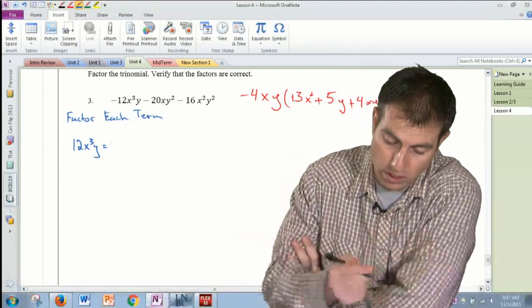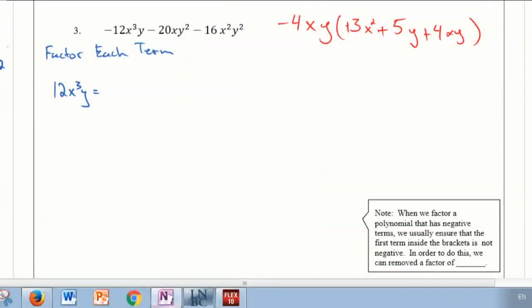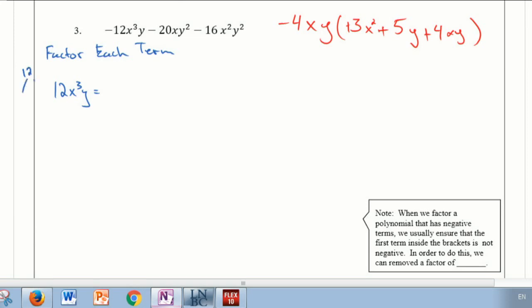So we have this 12. If we want to write a factor tree, we can. We can break 12 into 4 and 3, and 12 is 2 times 2 times 3. So 2 times 2 times 3 is 12. And then I have x cubed. If I want to break down my x cubed, I'm going to have 1x, 2x, 3x, and then I have a y. So 12x cubed y, its prime factorization looks like 2 times 2 times 3 times x times x times x times y. That's how we break it down.